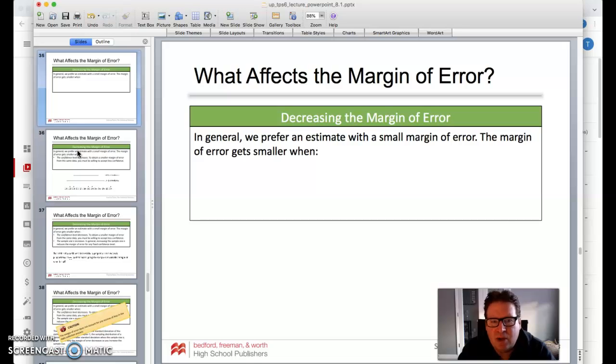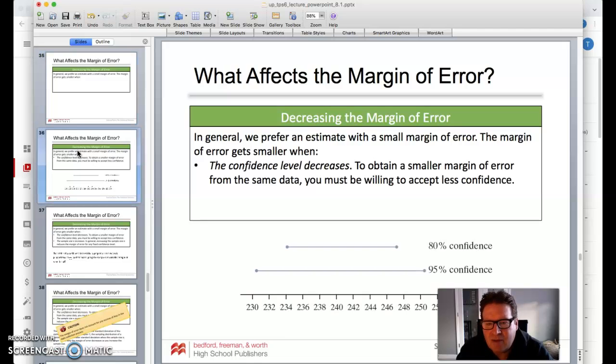All right, so now in general, we prefer an estimate with a small margin of error. We want it small. Now, the margin of error gets smaller when a couple of things happen. The confidence level decreases. So if I go from a 95% confidence level to an 80%, the interval is going to get smaller, which reduces our margin of error. In order to be 99% confident, we're going to have to increase that level, which of course increases our margin of error. So to attain a smaller margin of error, we have to be willing to go less confident.